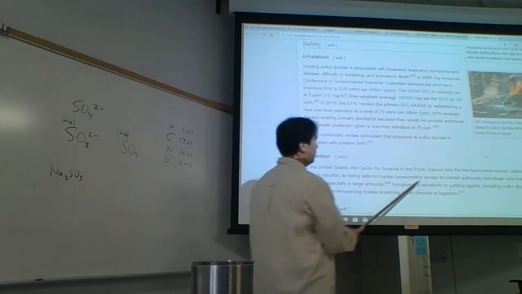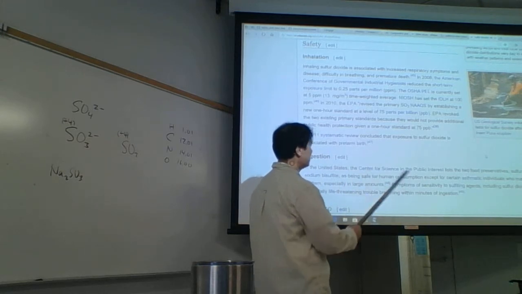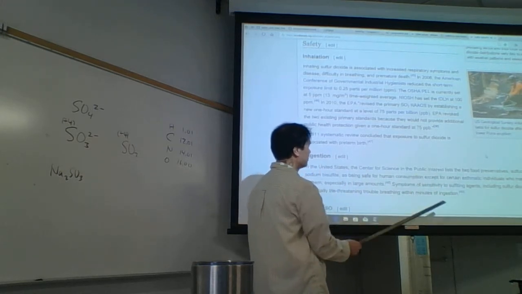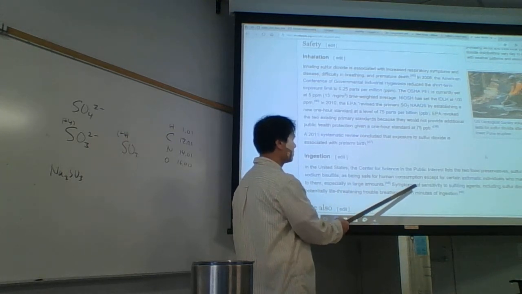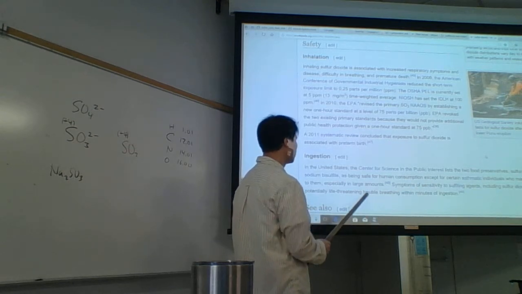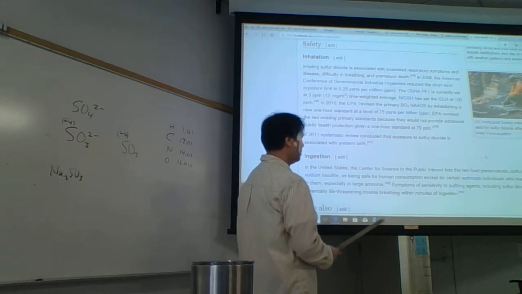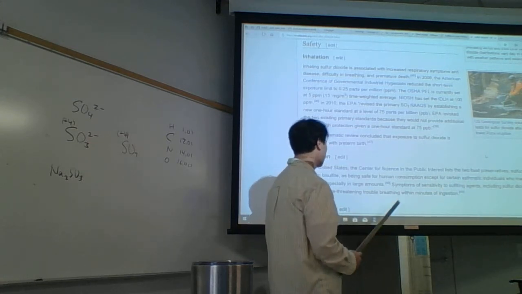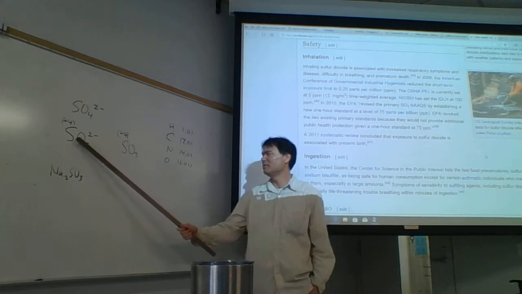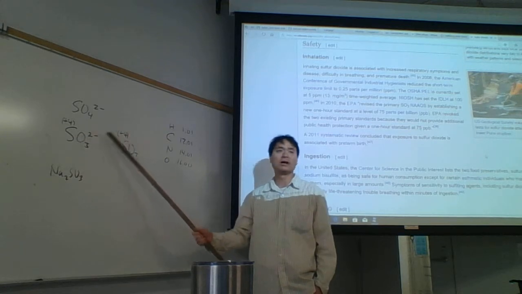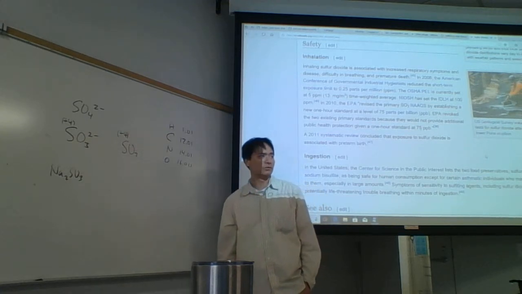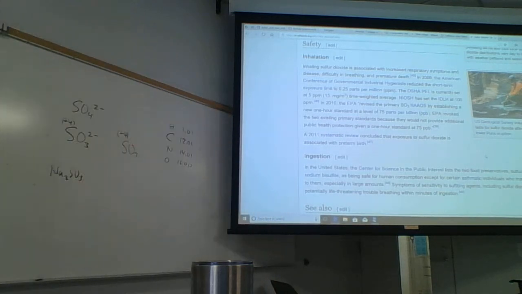In the U.S., ingestion of it lists the two food preservatives, sulfur dioxide and sodium bisulfite, as being safe for human consumption, except that certain asthmatic individuals may be sensitive to them in large quantities. These are sulfiting agents, including sulfur dioxide. So maybe rather than sulfur dioxide, you call it sulfite because it has the same redox properties. Both of the sulfurs are +4. And so that's where there could be some confusion. When you look at sulfite, it doesn't sound as bad.